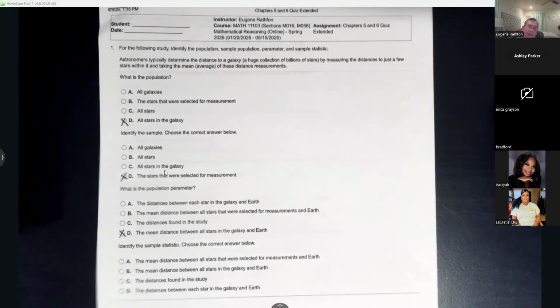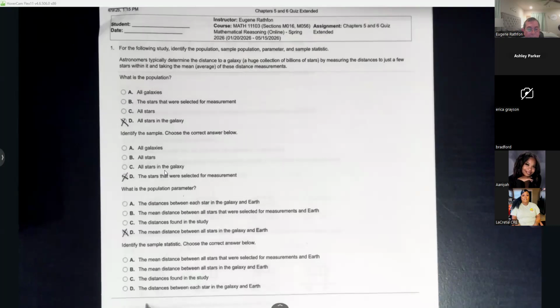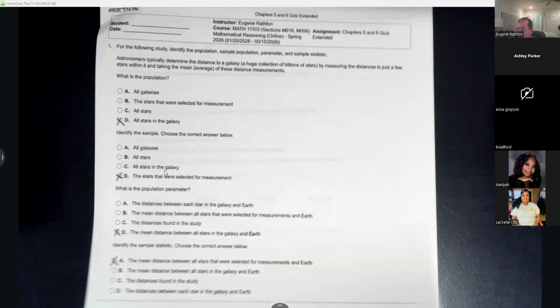Now, the sample statistic, that's going to be the mean of the stars that were selected for the measurement. Okay, so your sample was the stars that were selected for measurement. Your sample statistic would be the mean distance between the stars that were selected for measurements and Earth. Okay, y'all, so that was a trick on that one. So let me pull this over to number two.